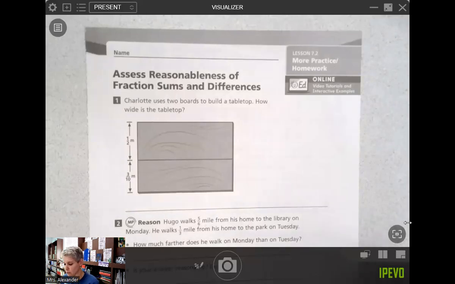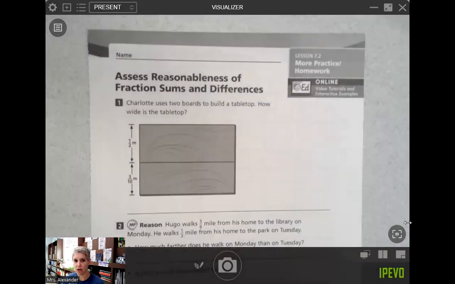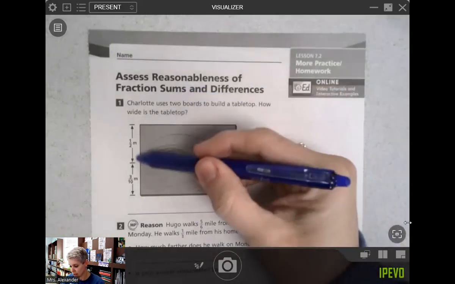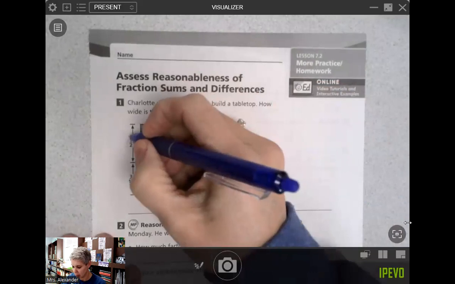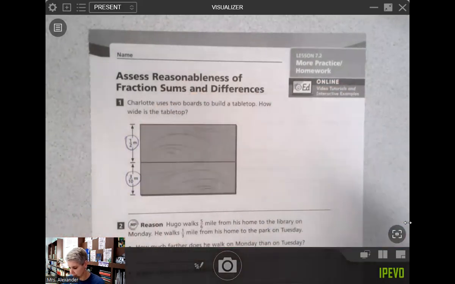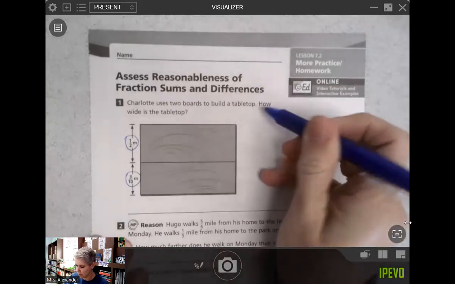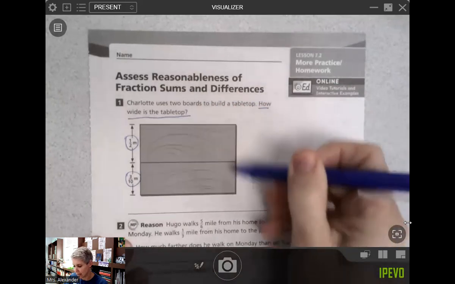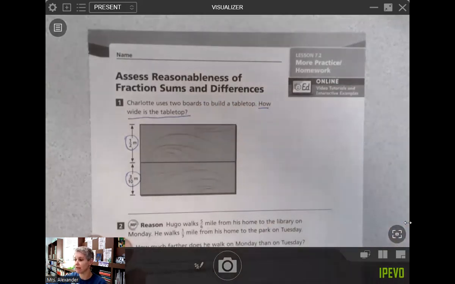All right, so we talked about reasonableness of our fraction sums and differences and how we can use those benchmarks we worked on earlier this week to help us with that. So we're starting off here with number 1, which says, Charlotte uses 2 boards to build a tabletop. How wide is the tabletop? So we can see our measurements here down the side that she's using. One is 1/2 meter and one is 3/10 meter. So if she is using those 2 boards and we need to know how wide is the tabletop, we're going to add those 2 together.